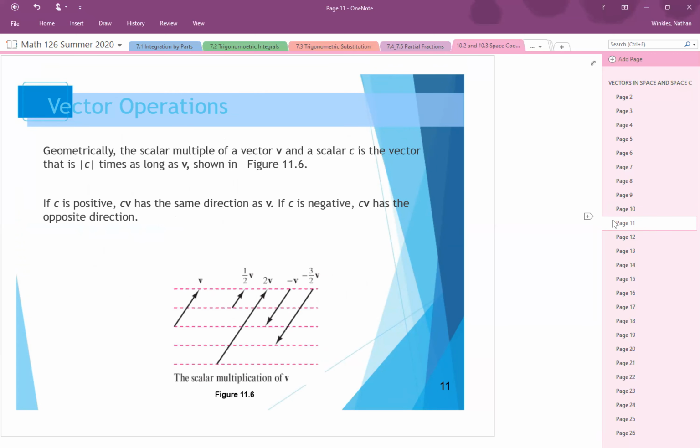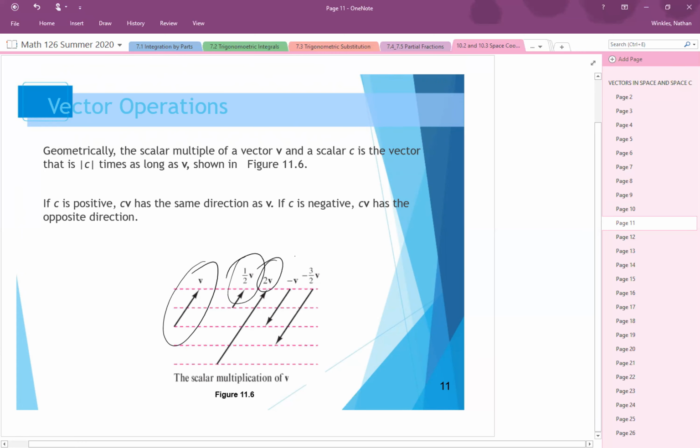So geometrically, the scalar multiple of the vector v and the scalar c is the vector that is the absolute value of c times as long as v. We can see different cases of this sort. If c is positive, cv has the same direction as v. If c is negative, cv has the opposite direction. Sometimes we might need to find a unit vector or a vector in the same or the opposite direction. We can have v, and multiply by 1/2, multiply by 2, or multiply by −3/2. We can do those simple operations because of our scalar c.